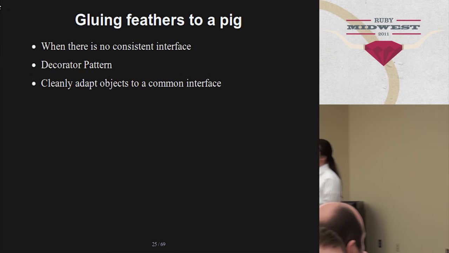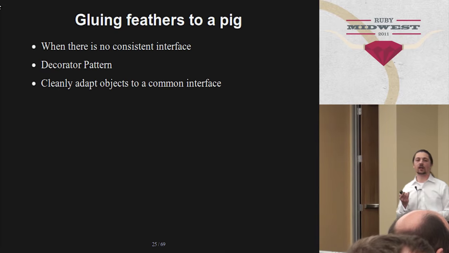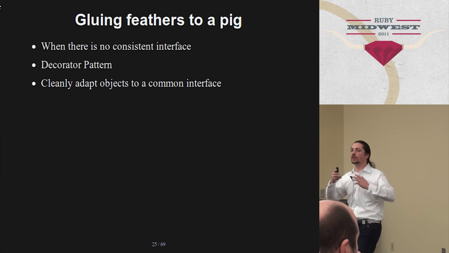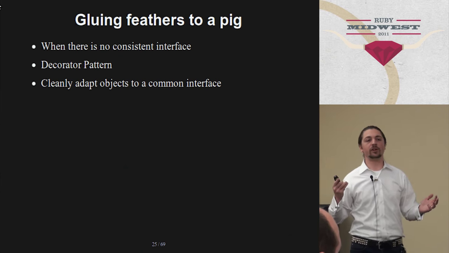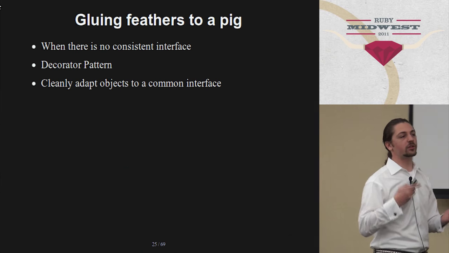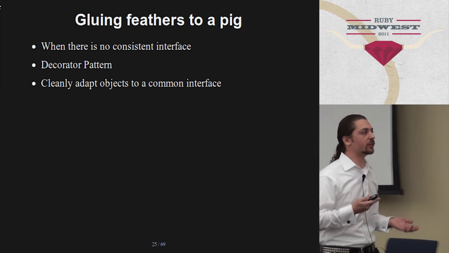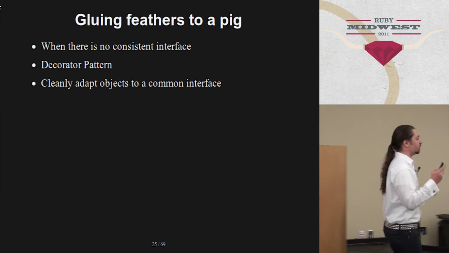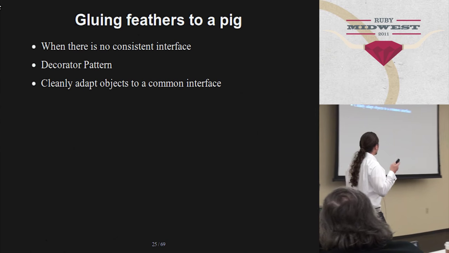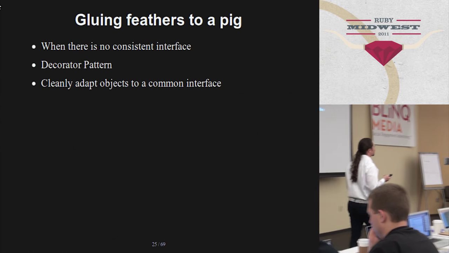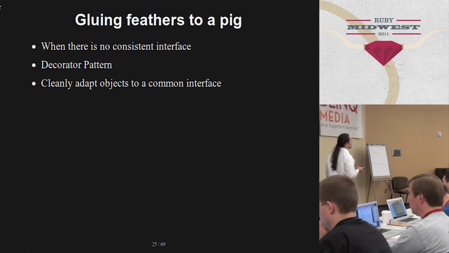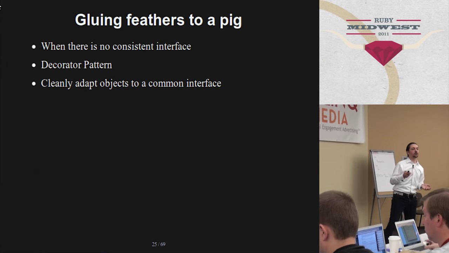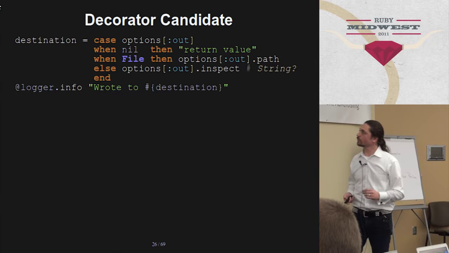Sometimes we can't rely on there being a coercion method which suits our purpose. You know, we need to turn an object into something that it is not. There's no consistent to_i or to_s that gives us the coercion we want. And this is a case where the decorator pattern can really come in handy, where you should just sort of glue a few extra features to an object, basically.